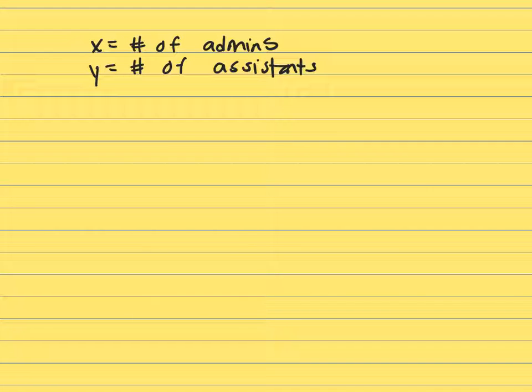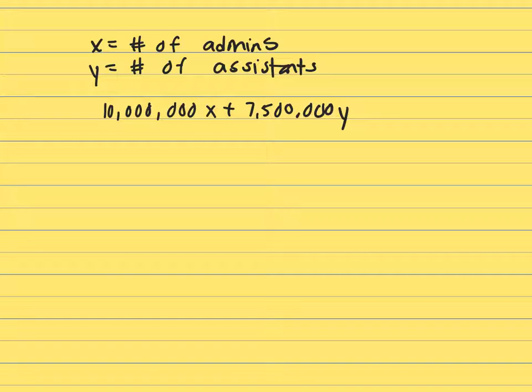All right, they have a budget of 100 million yen, and it tells us that administrators make 10 million, and administrative assistants make 7,500,000. So if I take 10 million and multiply it times the number of admins, and then take 7,500,000 times the number of assistants, that has to give me the total budget.